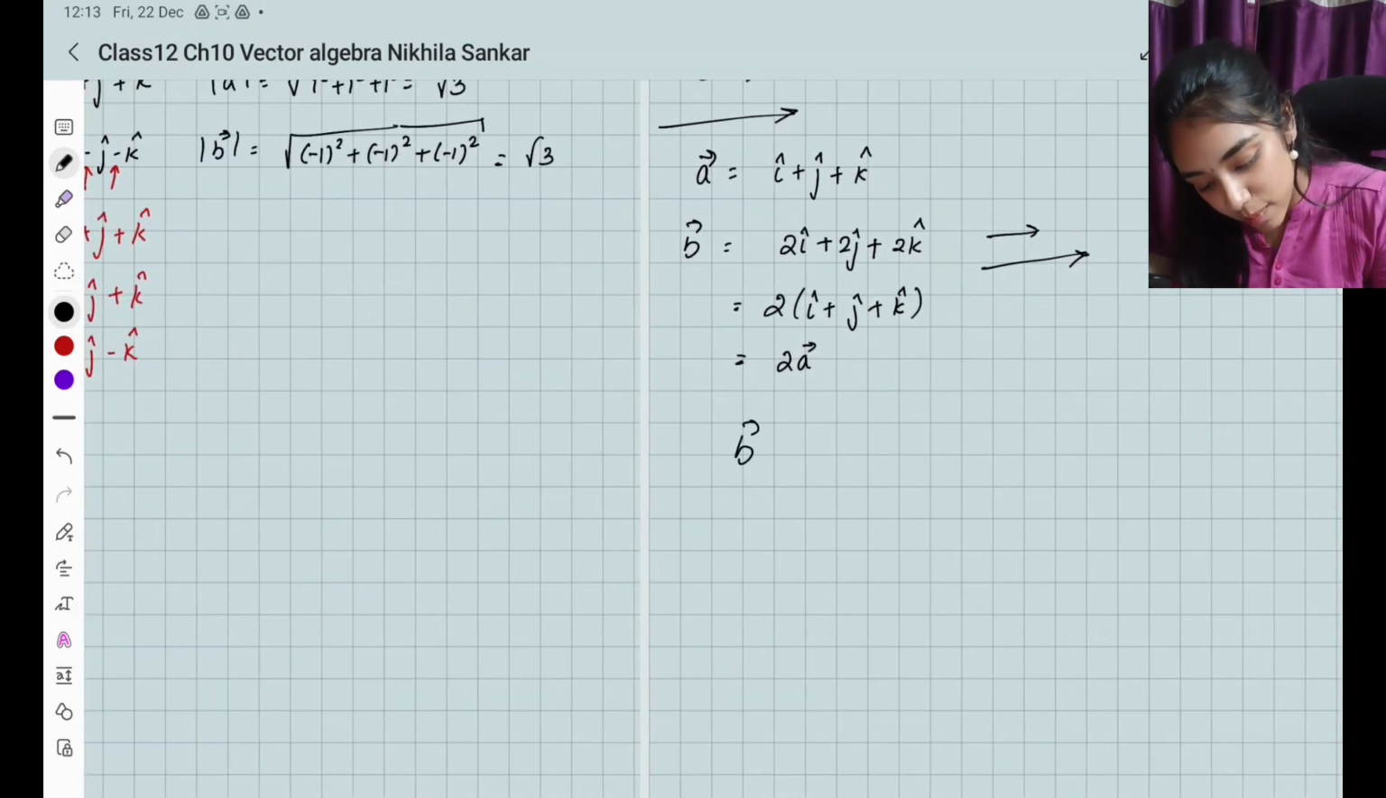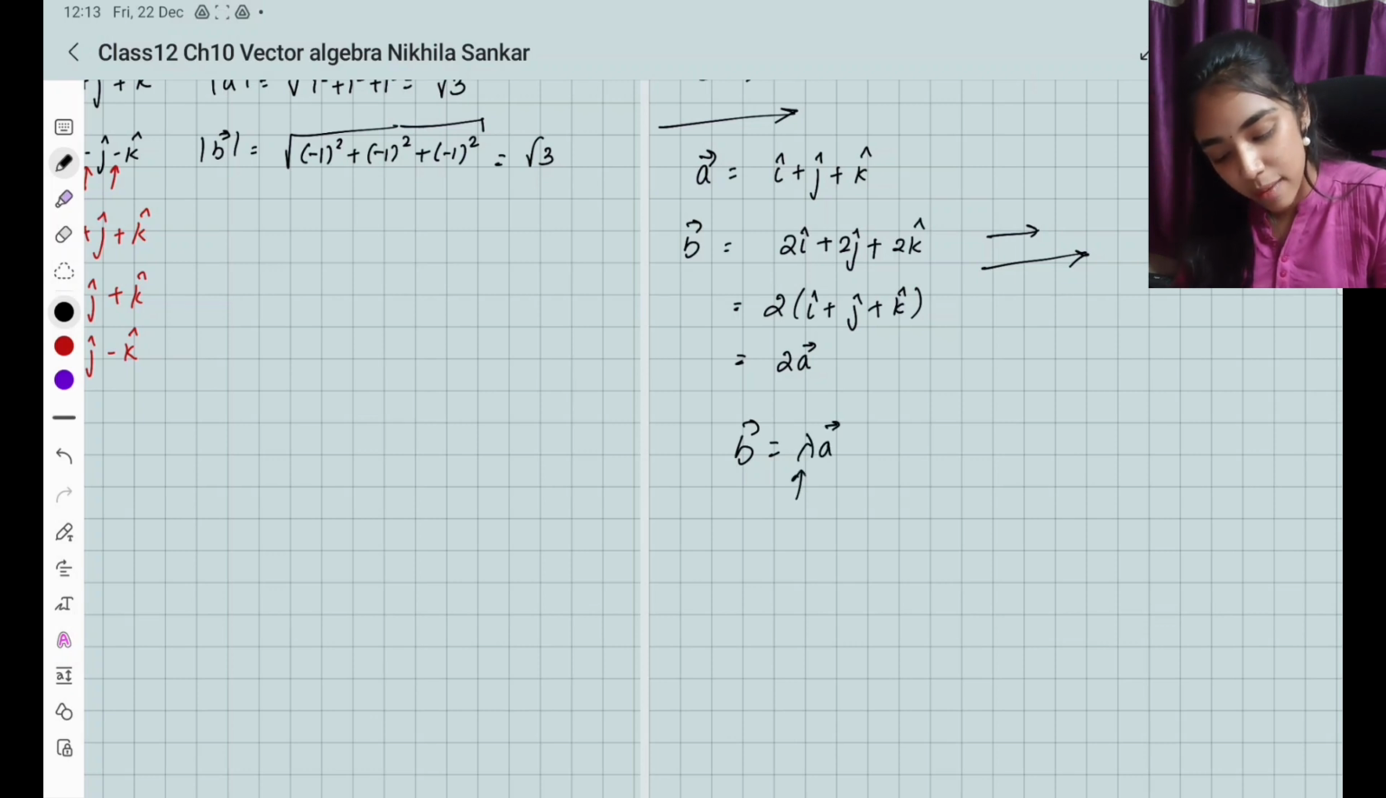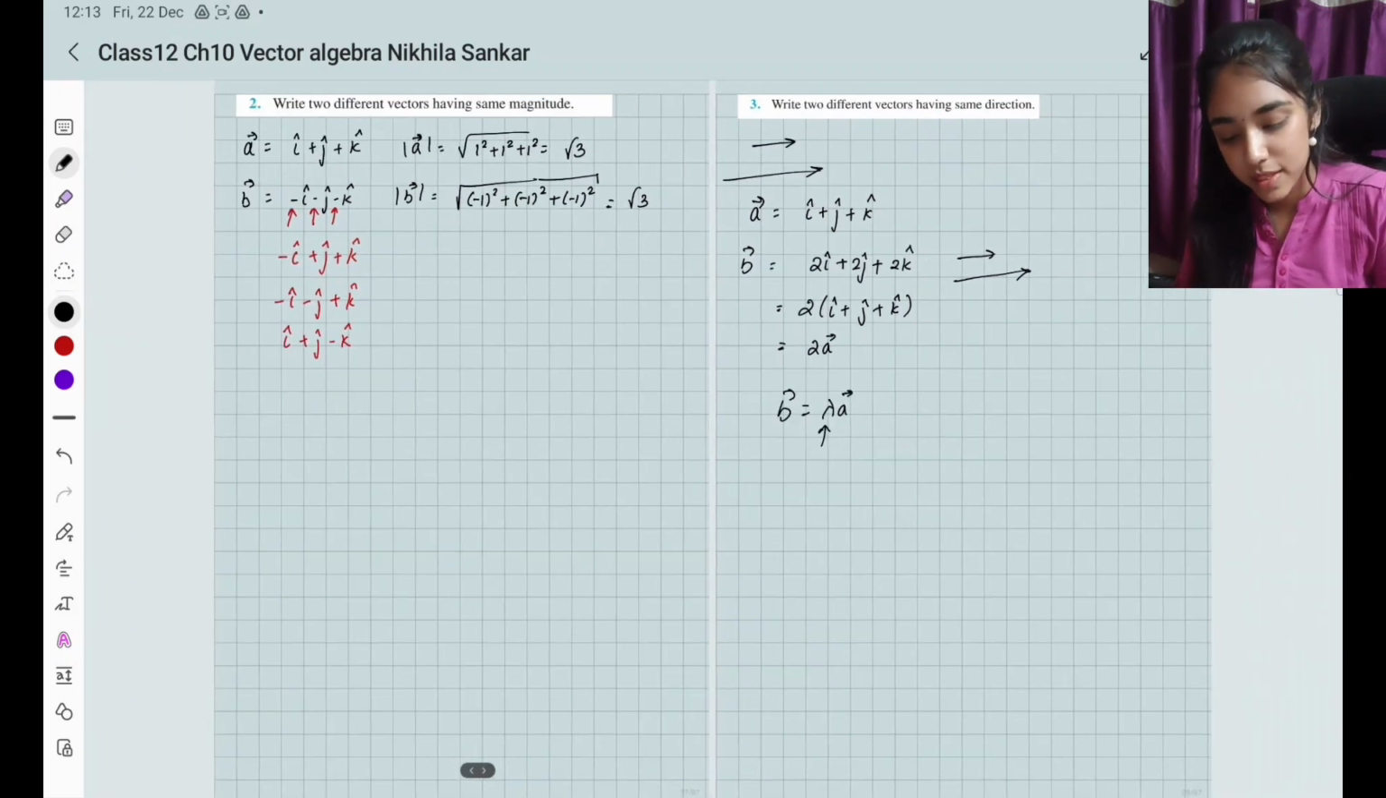So basically you can take B equals lambda times A vector. இந்த lambda என்ன வேல்யூவா வேணா இருக்கலாம். Okay? Please copy.